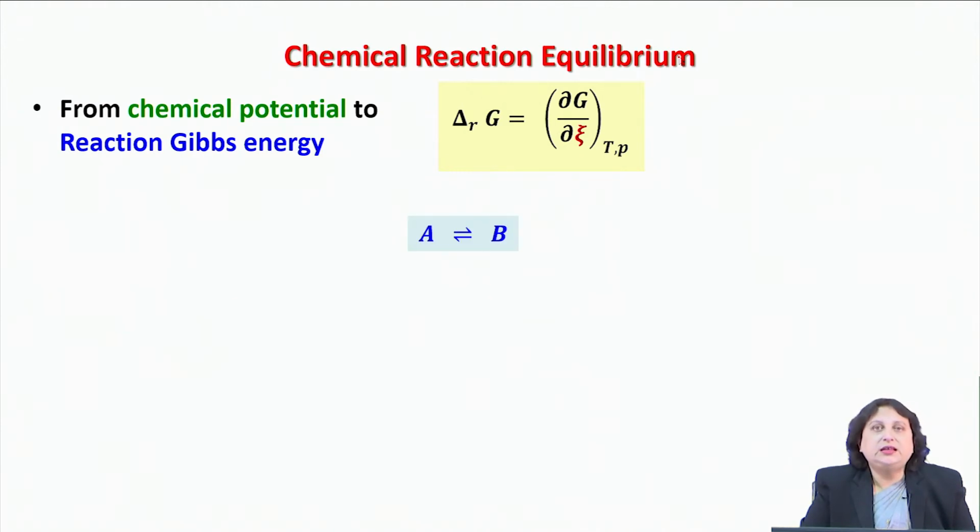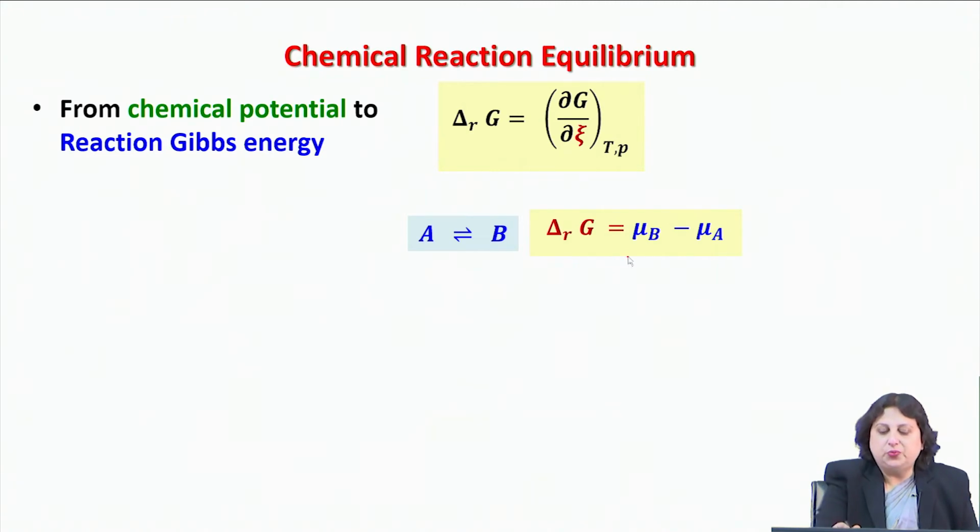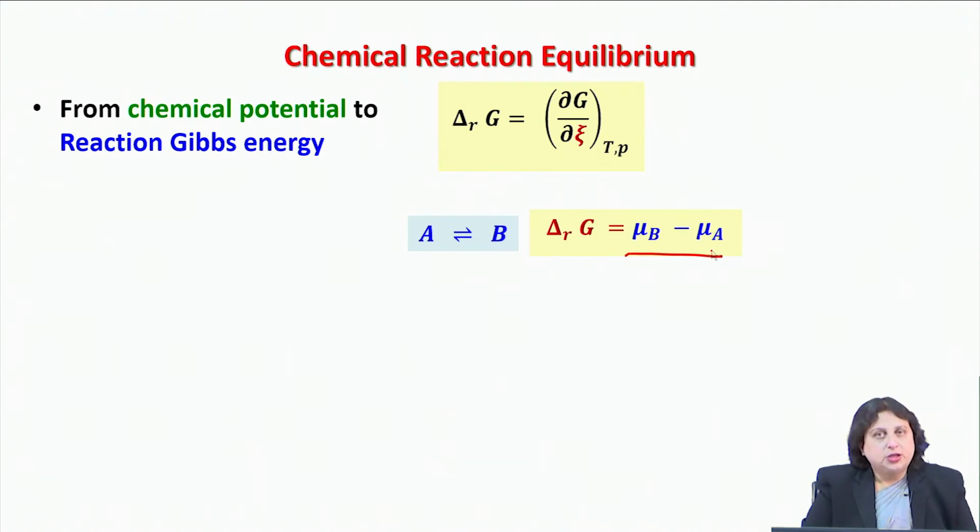And we have also seen that for the simple case A to B, delta Rg, that is the reaction Gibbs energy, is nothing but mu B minus mu A. So whatever conclusion we can draw from the chemical potentials, they can be translated using the same information but in terms of the reaction Gibbs energy.